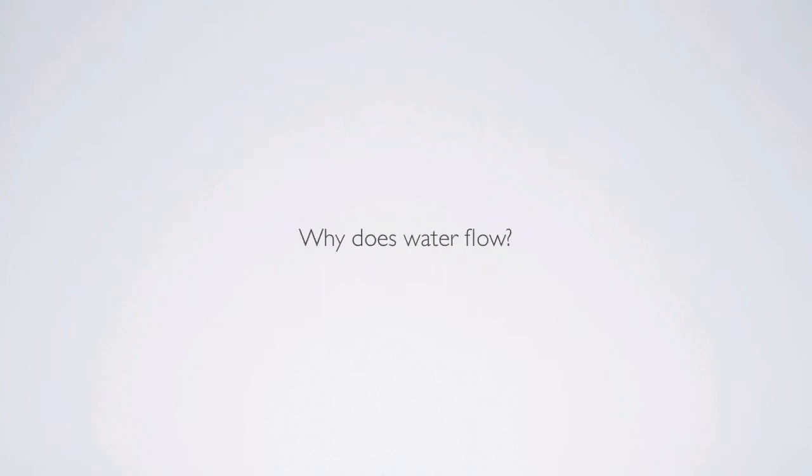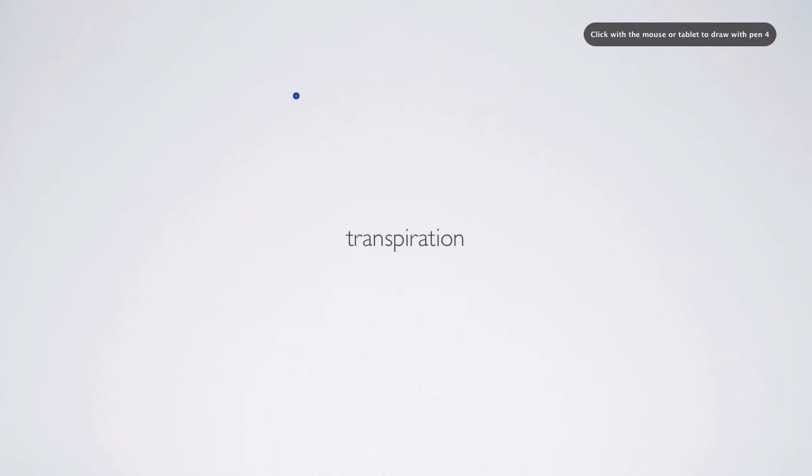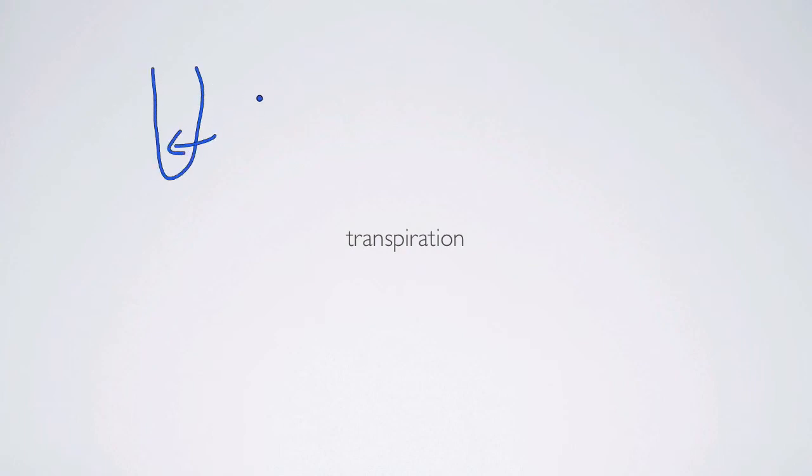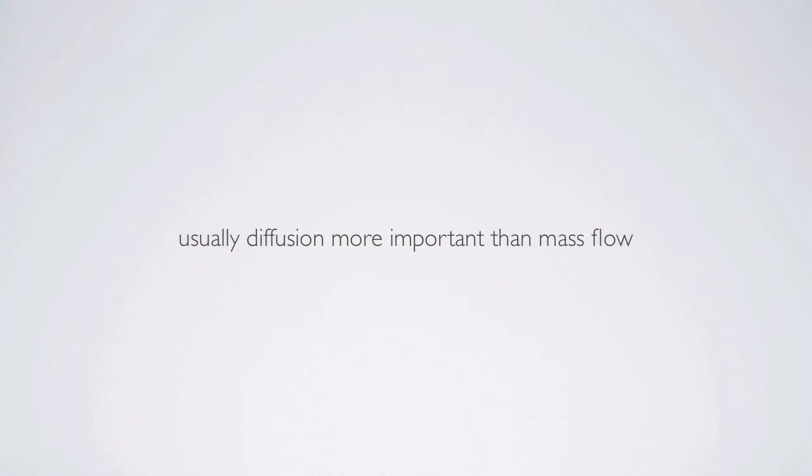So to understand mass flow, we simply have to ask, why does water flow? Well, for example, we have transpiration. So transpiration, as you remember, if we have a root, they're going to be taking up nutrients, but they're also going to be taking up water. And that's going to cause water to move towards the roots and bring along nutrients with it. So although this has the potential to deliver nutrients to roots, usually diffusion is more important than mass flow.